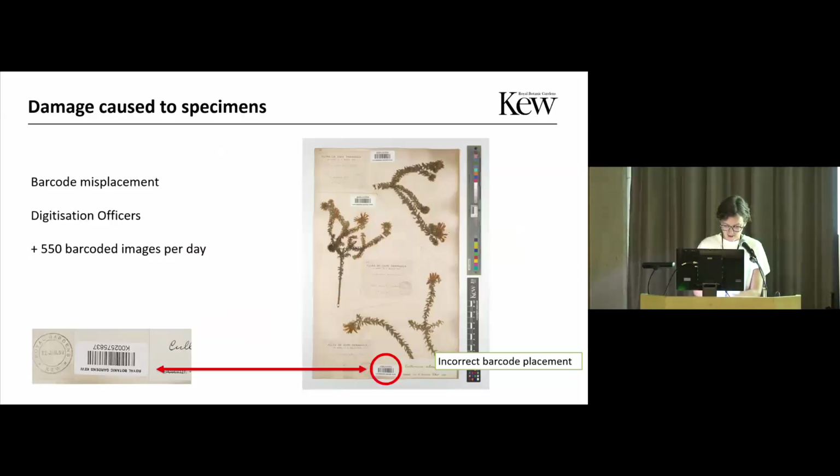Okay. One additional issue specific to the digitization project, or probably many digitization projects, is barcode misplacement, as demonstrated by this specimen with upside down barcodes. It seems like an easy task to attach a barcode to a sheet, but the truth is, imaging herbarium specimens is a highly skilled job. At Kew, digitization officers are extracting, barcoding and photographing over 550 images per day. So some errors are going to be inevitable.